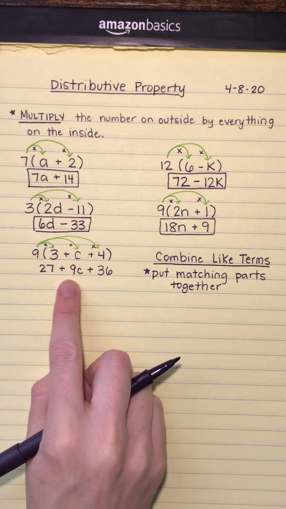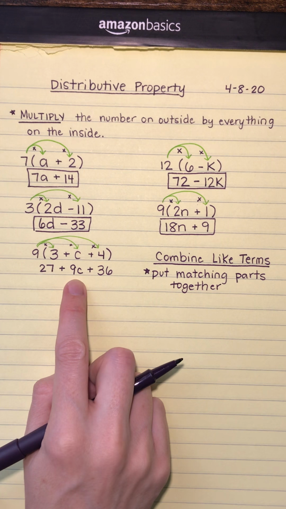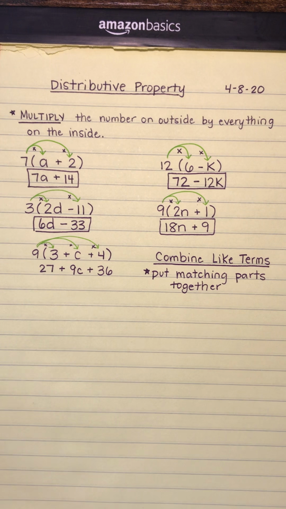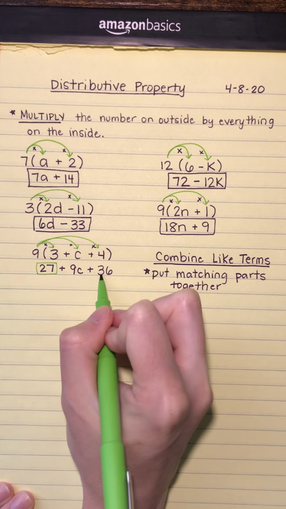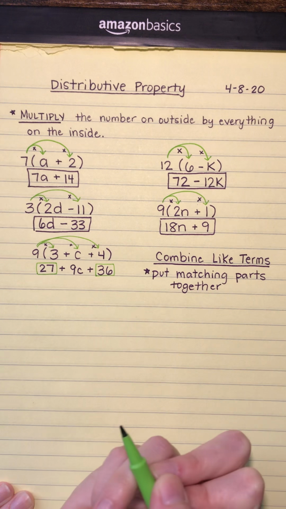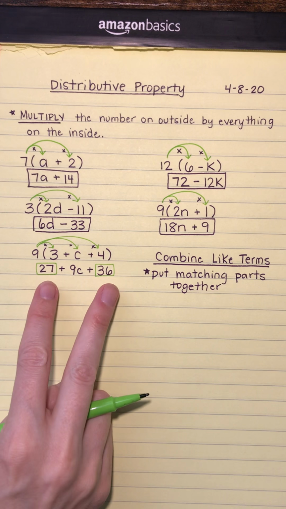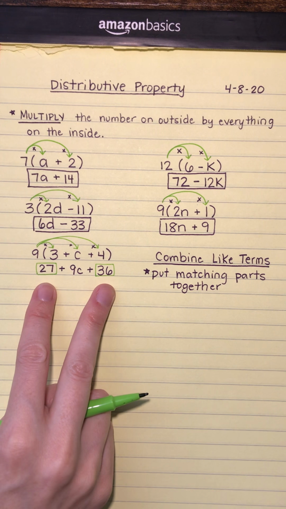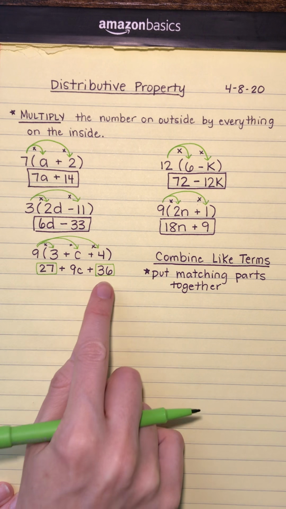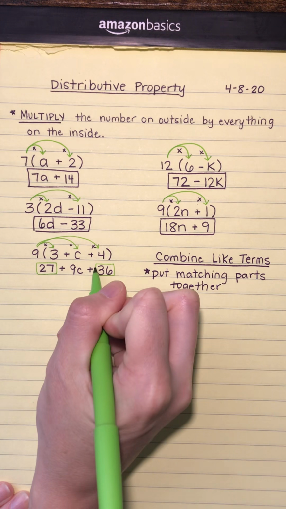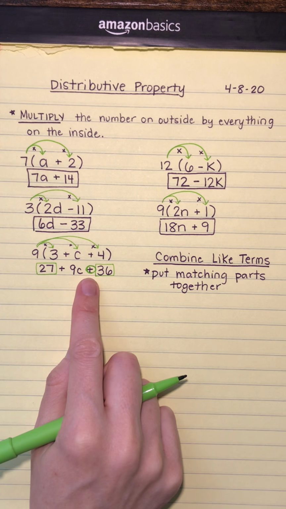Now here I see that 9C doesn't have another pair where there's another number with a C with it. But I do see some matching parts. And those matching parts are these 2 numbers that have no letter with them. Those would be like terms, numbers with no variable. So what I'm going to do is I'm going to put these together, but I have to know how to put them together. So the trick is I put a box around those similar things, and I'm going to put a circle around the sign that was in front of the second one. That sign tells me what to do to put them together.